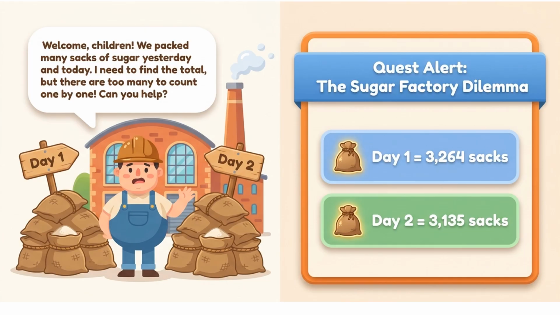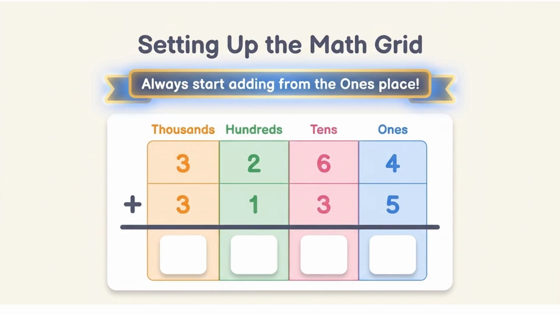So first day your mama brought 3,264 sacks of rice, and on the second day she brought 3,135 sacks. So you need to count. And are you going to count one by one how much is there? No, we simply add. So let's see how we are going to add it, okay?